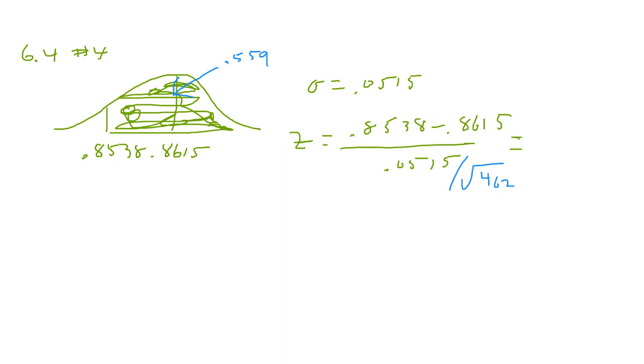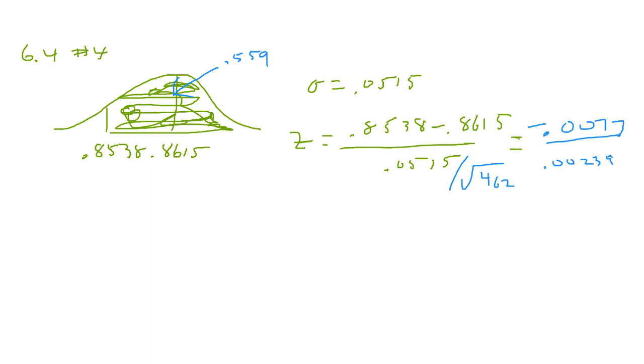I'm not sure if you're hearing me, so I'll just do it. 0.8538 minus 0.8615 is negative 0.0077. And now if I take 0.0515 divided by the square root of 462, that is 0.00239.